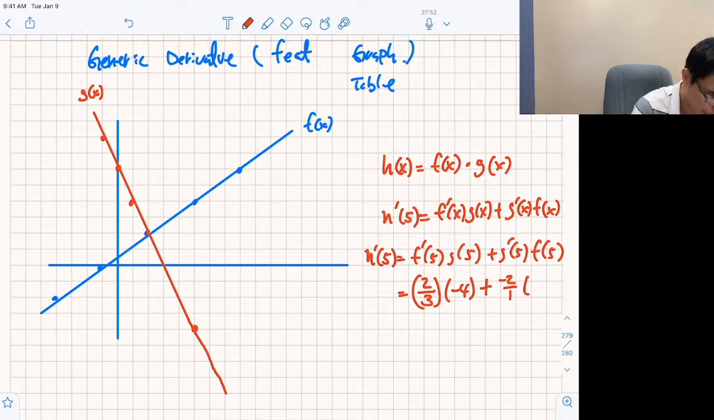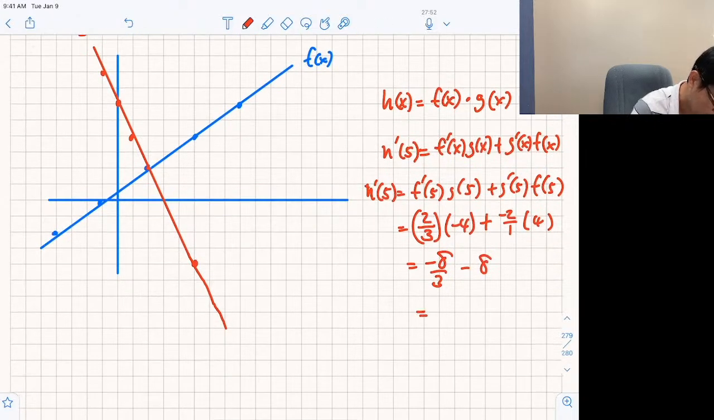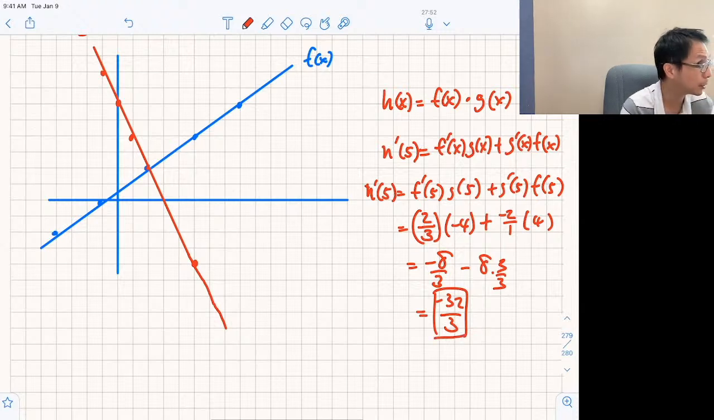And what's f of 5? 4. So therefore, it's going to be negative 8 over 3 and negative 8. Does that make sense? So it'll be 3, and that's going to be negative 24. I think this is 3 over 3. So that's 24. 24 plus 8 is 32. So negative 32 over 3. So the answer is negative 32 over 3.